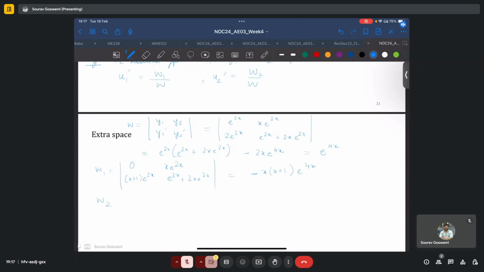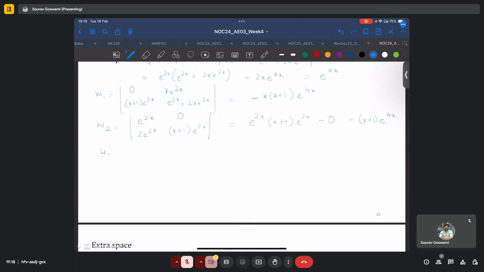And then on second, W2, in this case, we replace the second column with 0 and fx. The first column remains unchanged: e power 2x, 2 e power 2x, 0 and (x plus 1) times e power 2x. This gives us e power 2x times (x plus 1) e power 2x minus 0, which is simply (x plus 1) times e power 4x.